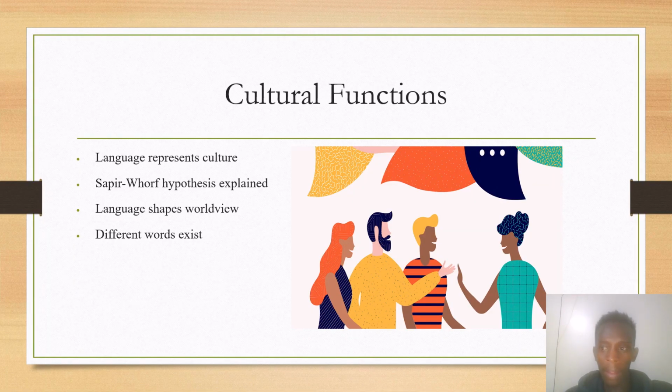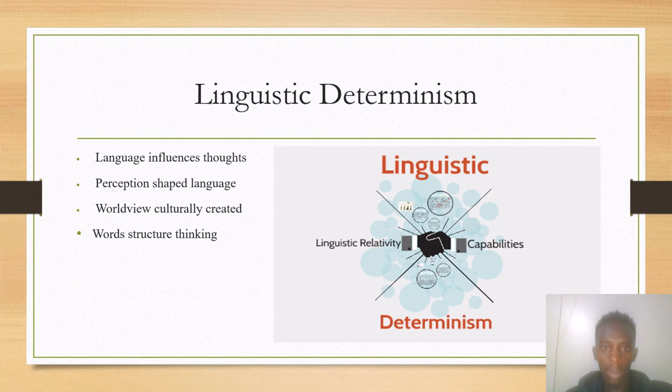And on the next slide, I will talk about linguistic determinism and how language influences thought, perception, and worldview, how the worldview is culturally created, and the word structure of thinking. This is the strong version of Sapir-Whorf. It suggests that language determines thought. For example, if a language has no word for a concept, it may be hard to grasp that concept fully.